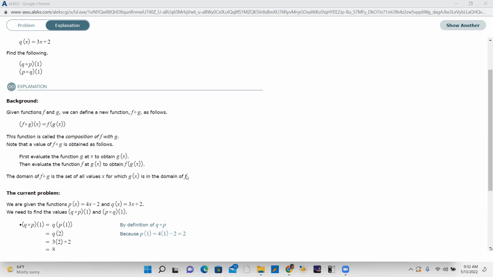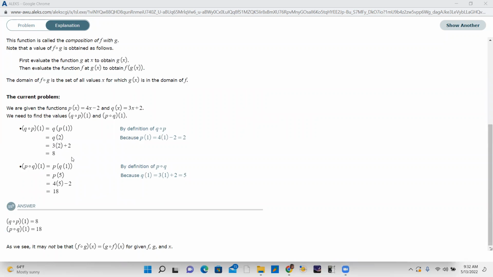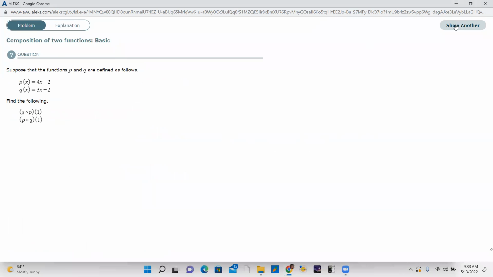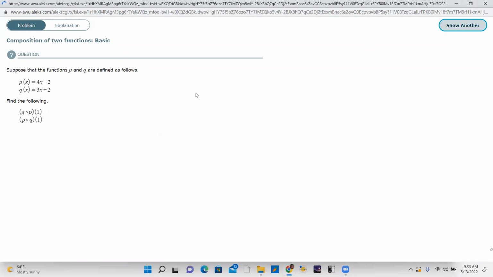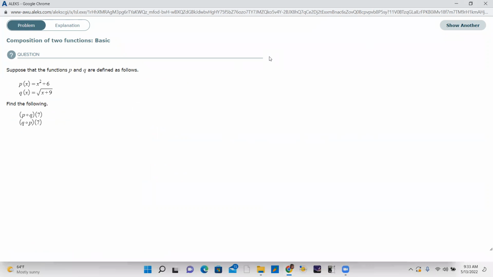Okay. Both ways work. I do think for these, this way is easier. If you have to evaluate at a lot of different values, like find p of q of 1, p of q of 5, p of q of 10, then it's easier to just find p of q of x first and substitute in the 1, 2, 5, and 10. Yeah. So let me do one this way. All right. So find p of q of 7.